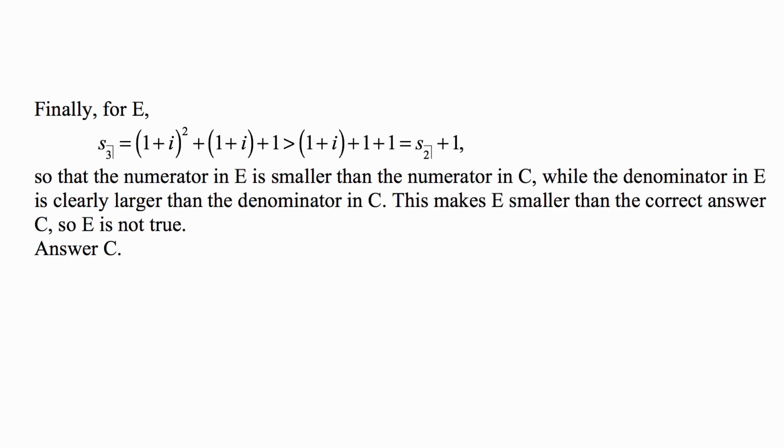Finally, for E, s angle 3 is (1 plus i) squared plus (1 plus i) plus 1. And that's greater than (1 plus i) plus 1 plus 1, which is s angle 2 plus 1. So the numerator in E is smaller than the numerator in C, while the denominator in E is clearly larger than the denominator in C. This makes E smaller than the correct answer C, so that E is not true. So answer C is correct.